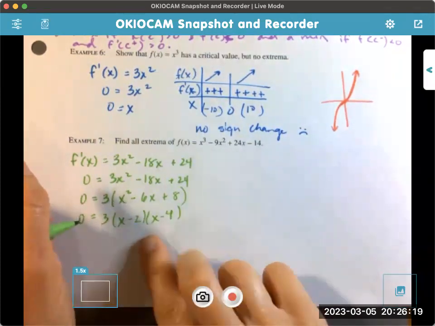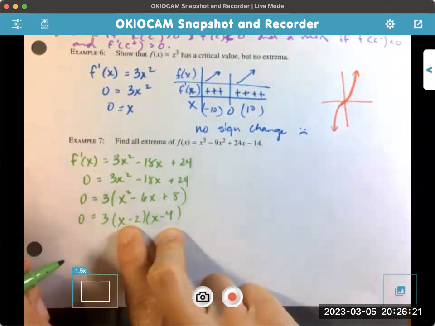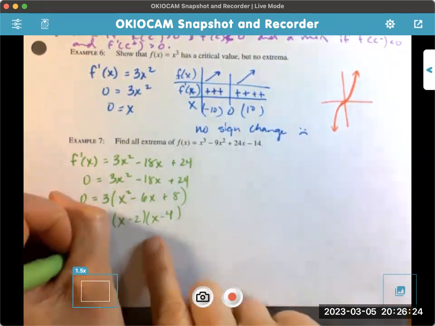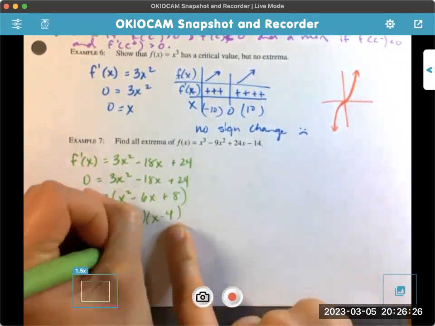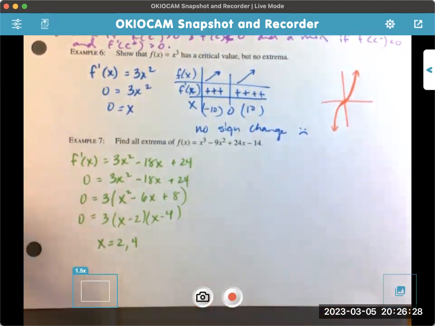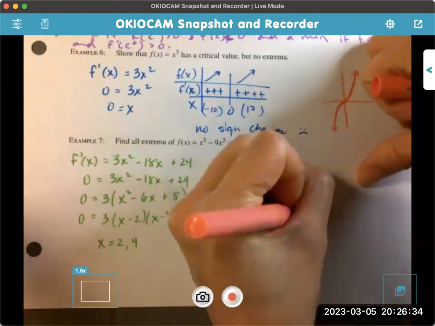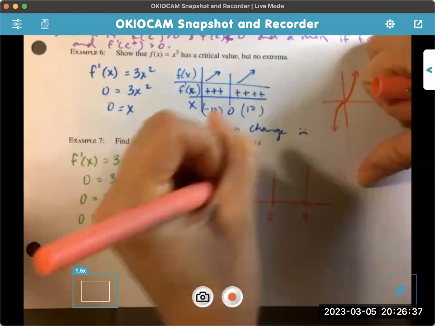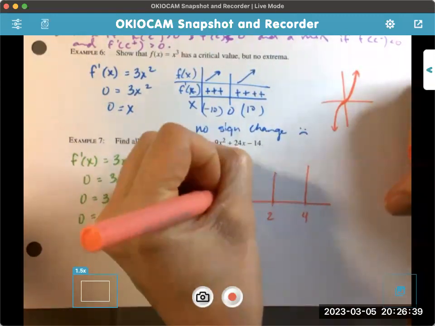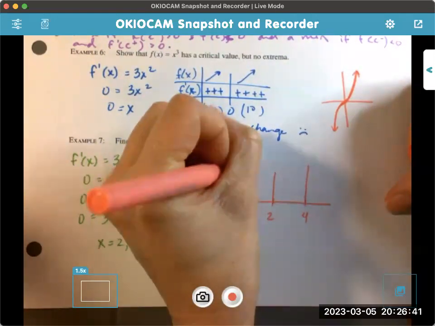So taking each term, setting them equal to 0 and solving, right here we get that x equals 2. Here, we get that x equals 4. Now I'm going to do the sign chart. Remember, this is a number line. We want 2, 4 in numerical order. Here's x, f prime of x, f of x.